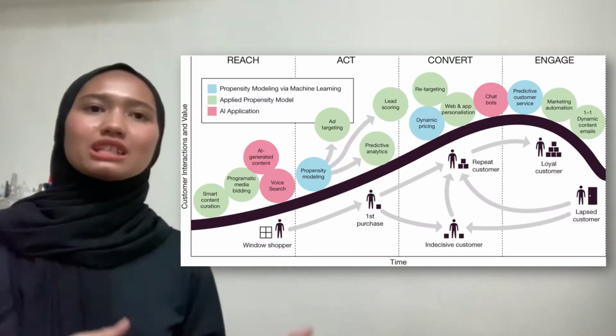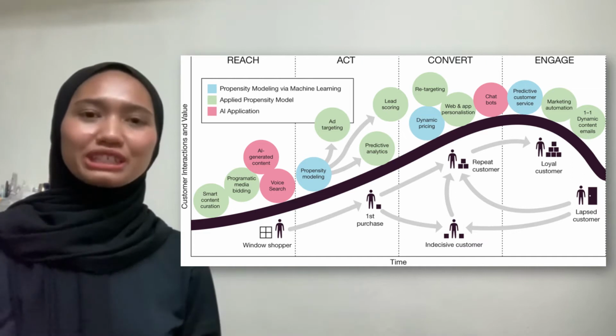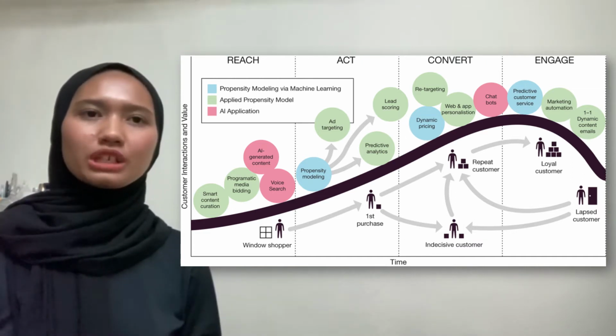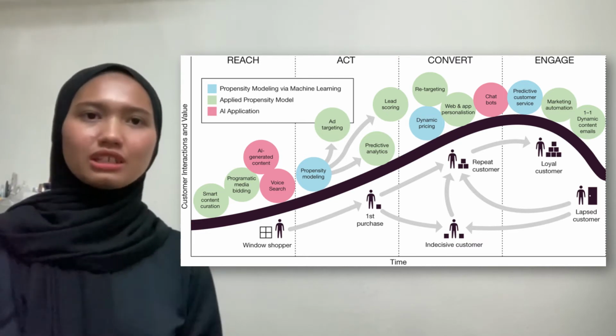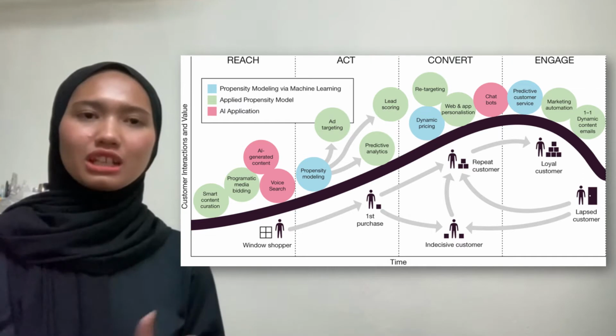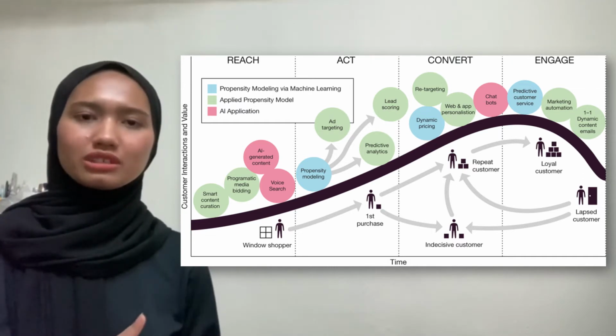Okay, so the next slide is about RACE Digital Marketing Planning Framework. So it consists of 4 stages, where the first one we have reach stage, and next we have add stage, and next we have convert stage, and the last one we have engage stage.